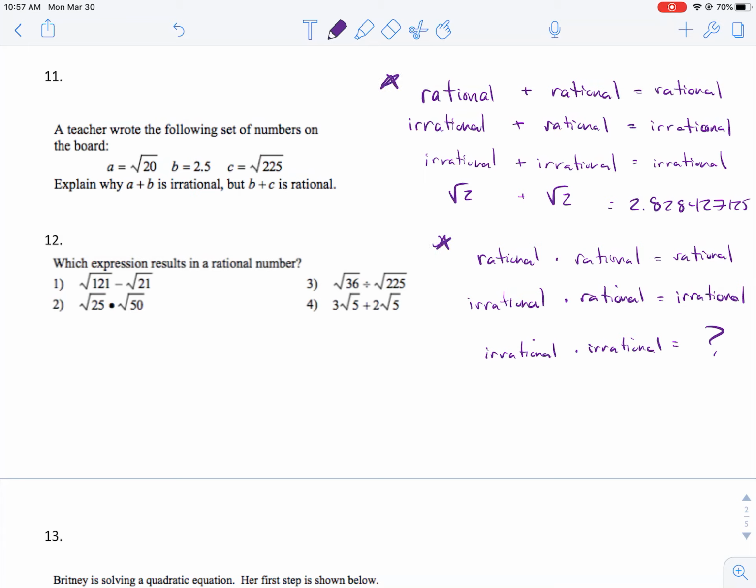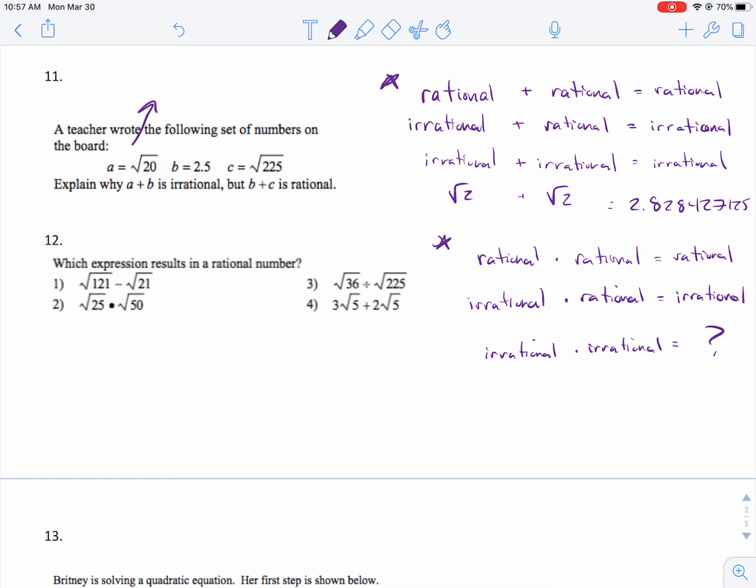All right, for these next two problems, okay? So let's take a look. The teacher wrote the following set of numbers on the board. Explain why a plus b is irrational, b plus c is rational. Okay, so let's take a look at what we have for numbers.